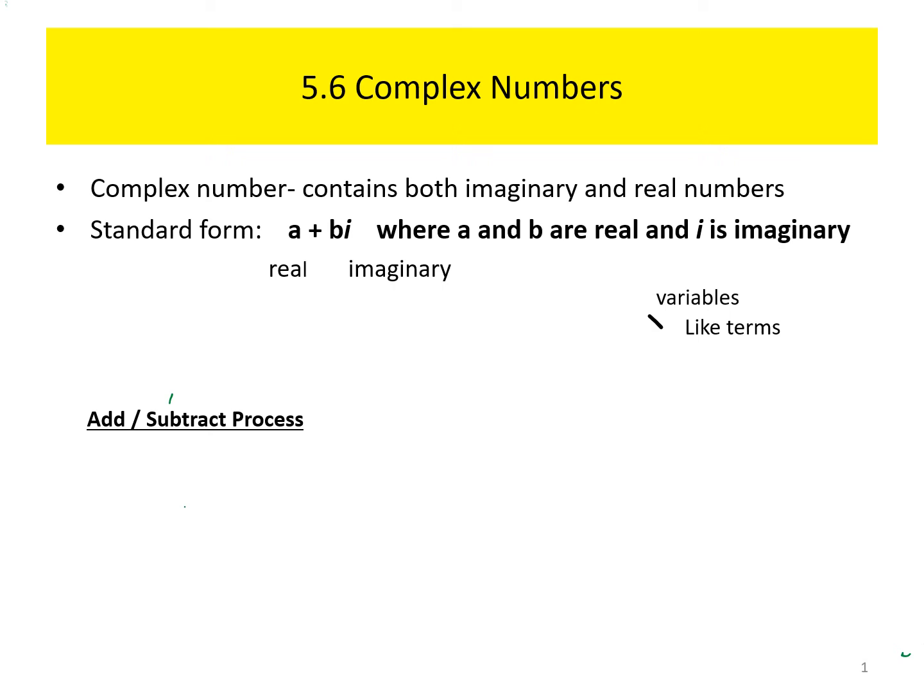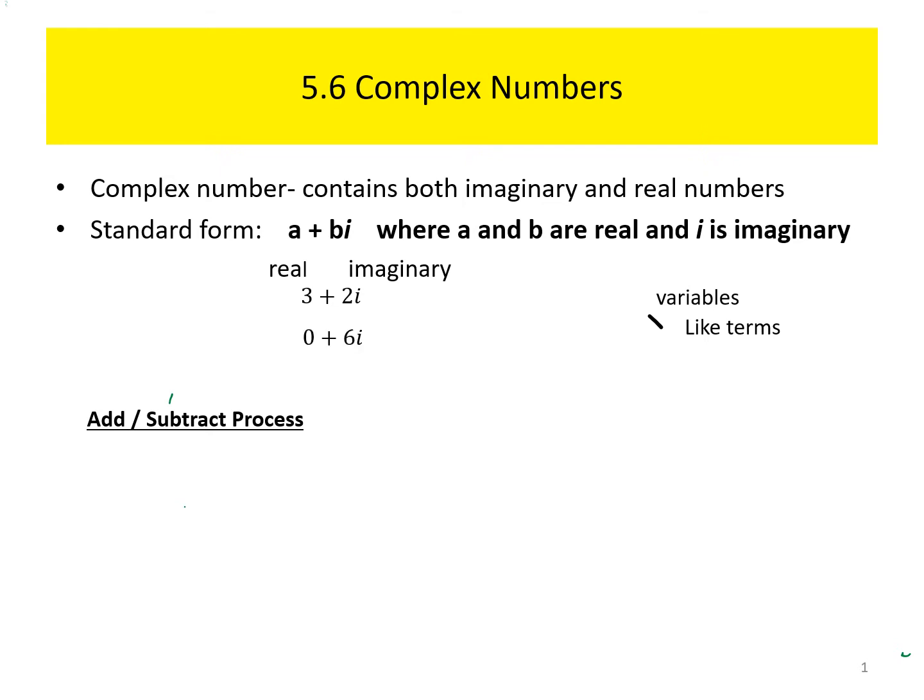5.6 Complex numbers. A complex number contains both imaginary and real numbers. The standard form, a plus bi, where a and b are real numbers and i is imaginary, i standing for the i in imaginary. An example would be 3 plus 2i, where 3 is the a and the plus 2i is the plus bi. They're always written in this form.